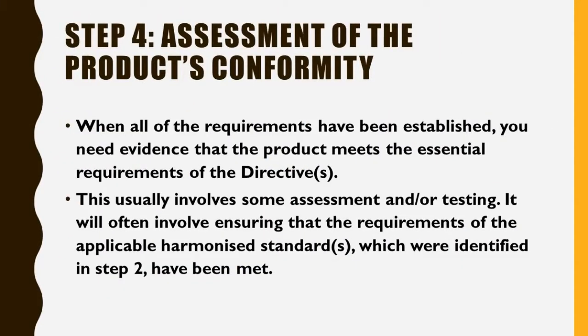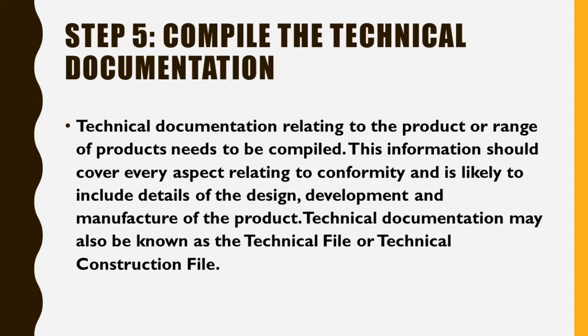Step 4. Assessment of the product's conformity. When all of the requirements have been established, you need evidence that the product meets the essential requirements of the directives. This usually involves some assessment and/or testing. It will often involve ensuring that the requirements of the applicable harmonized standards, which were identified in Step 2, have been met.